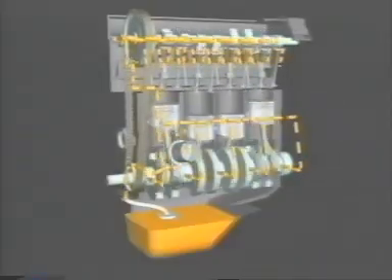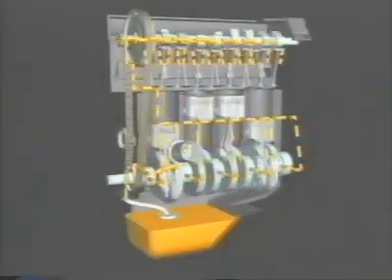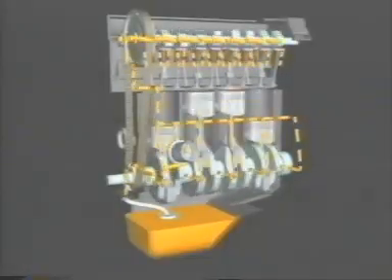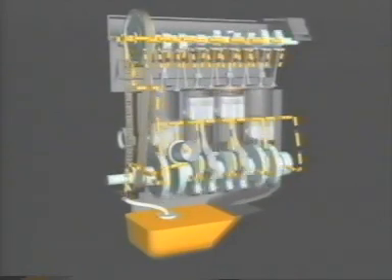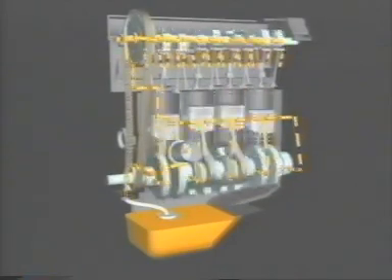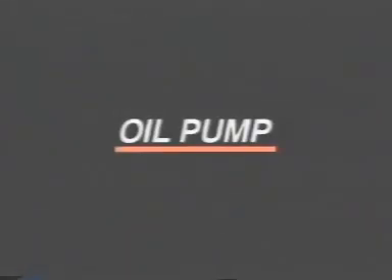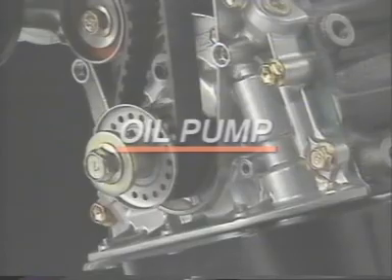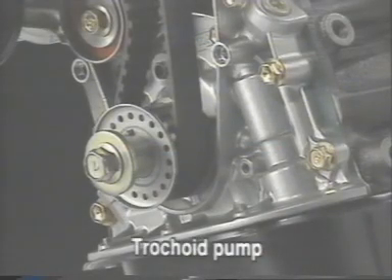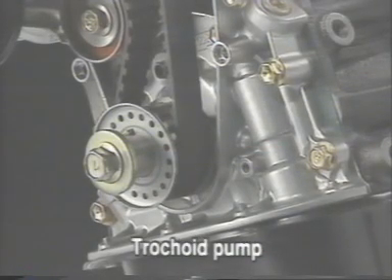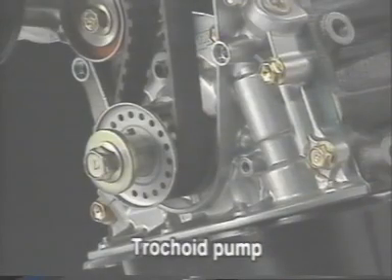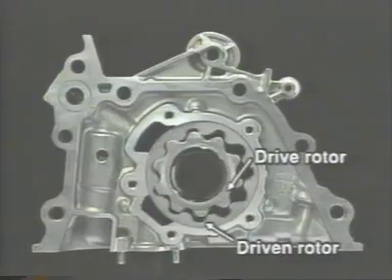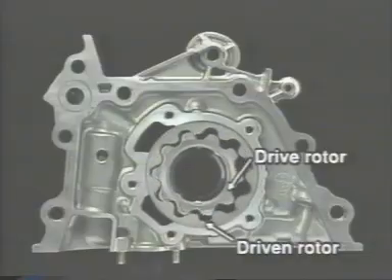Simultaneously, oil is supplied to the valve mechanism. The oil is then returned to the oil pan. Now, let's look at each major part of the lubricating system. A trochoid pump is usually used to pump oil. The procedure of oil pressure feed is as follows.